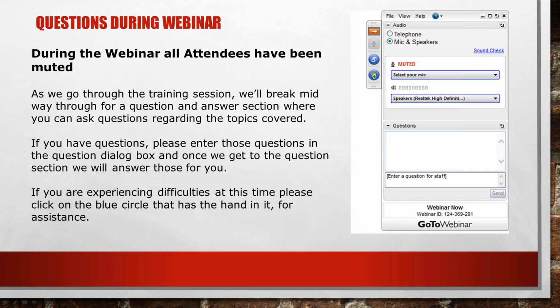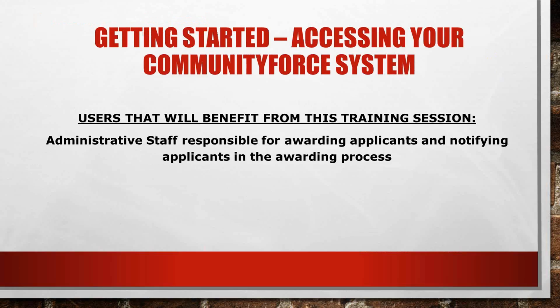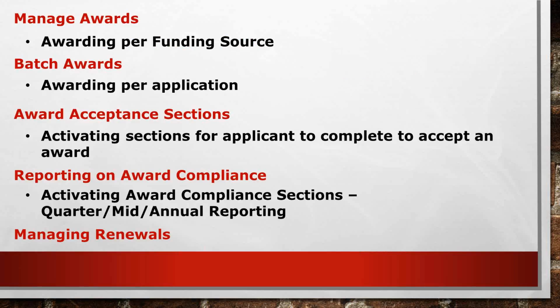Okay, so the things that we're going to be covering today during our seminar: the individuals that will be benefiting from this webinar will be your administrative staff that's responsible for awarding your applicants. So we're going to be covering that awarding aspect and notifying the applicants in the awarding process. We'll be covering how to award them and then also how to do the notification, how you can send emails to your applicants.